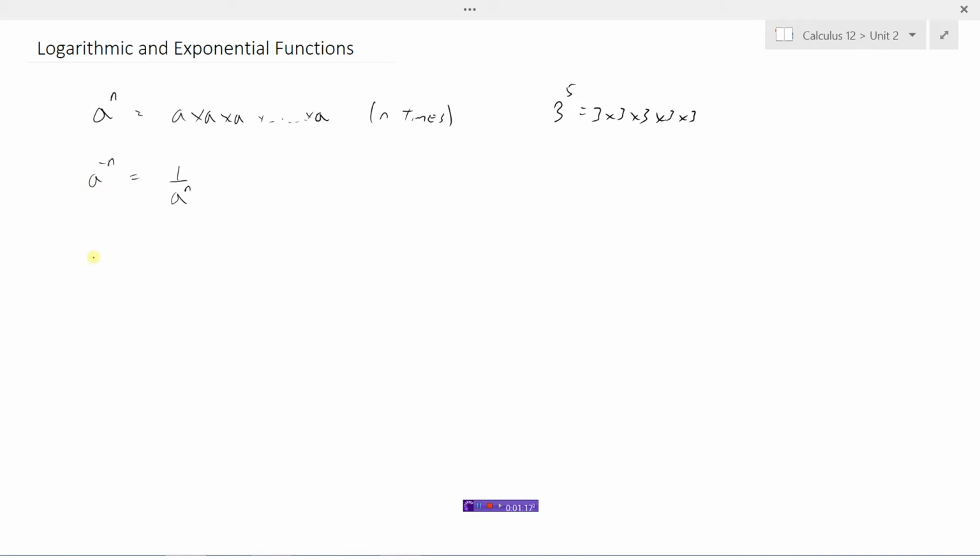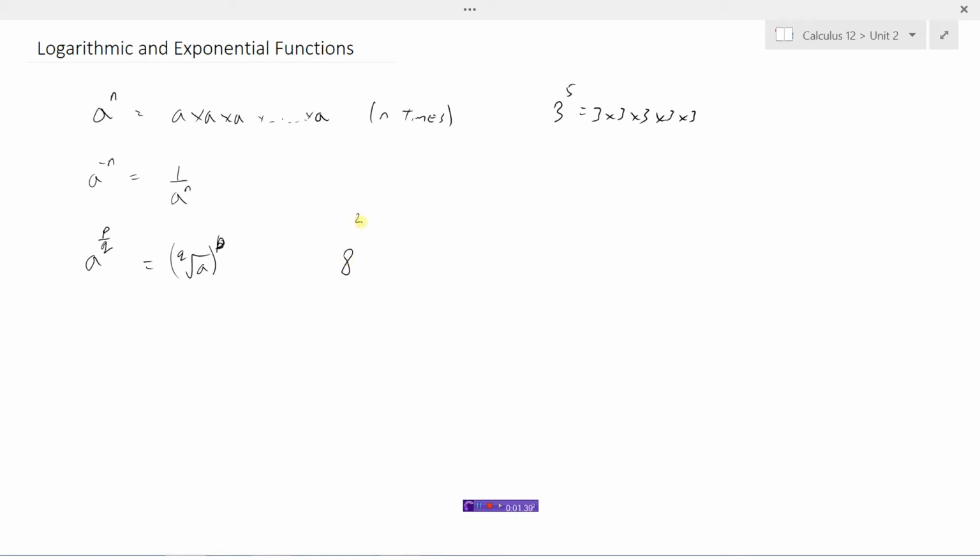You also learned some exponent laws like this. If we had some fractions, a to the power of p over q, then that becomes the q-th root of a, all to the power of p. So the denominator is your root and the numerator is your exponent.